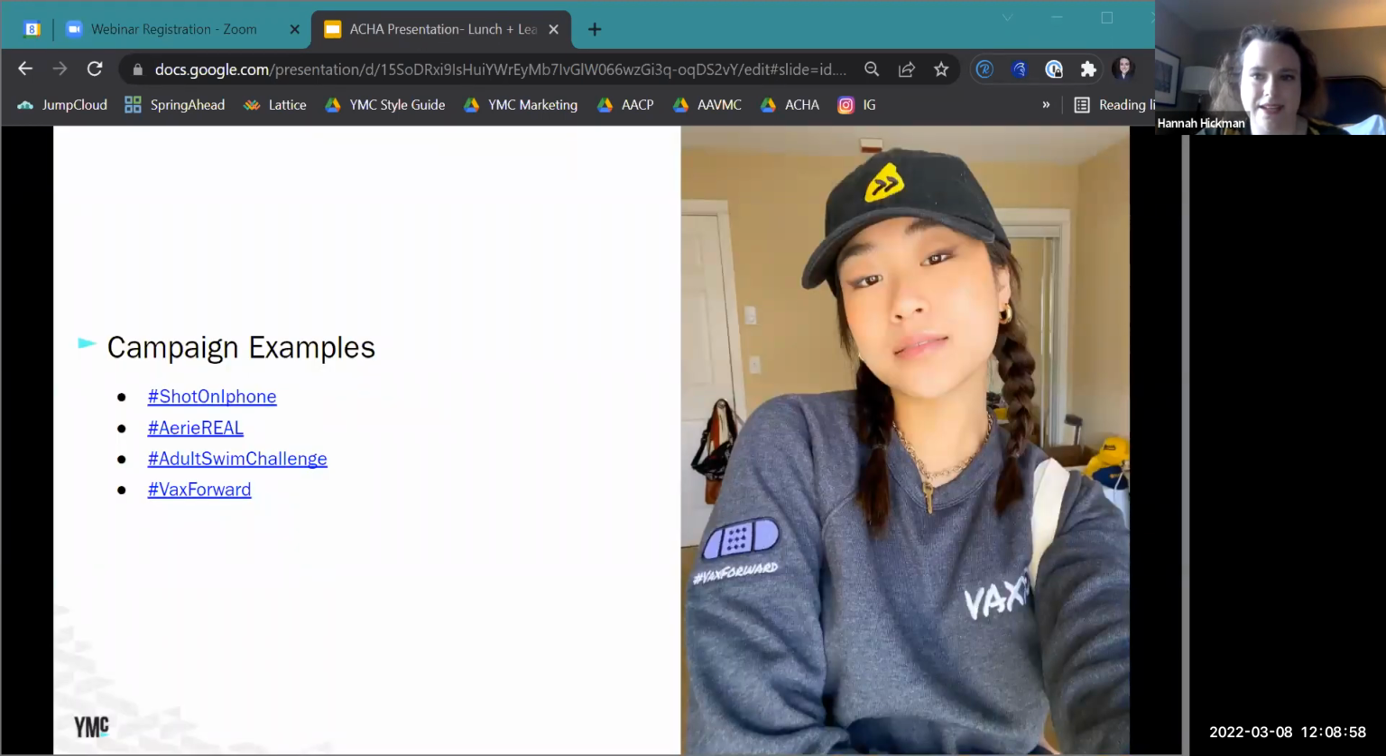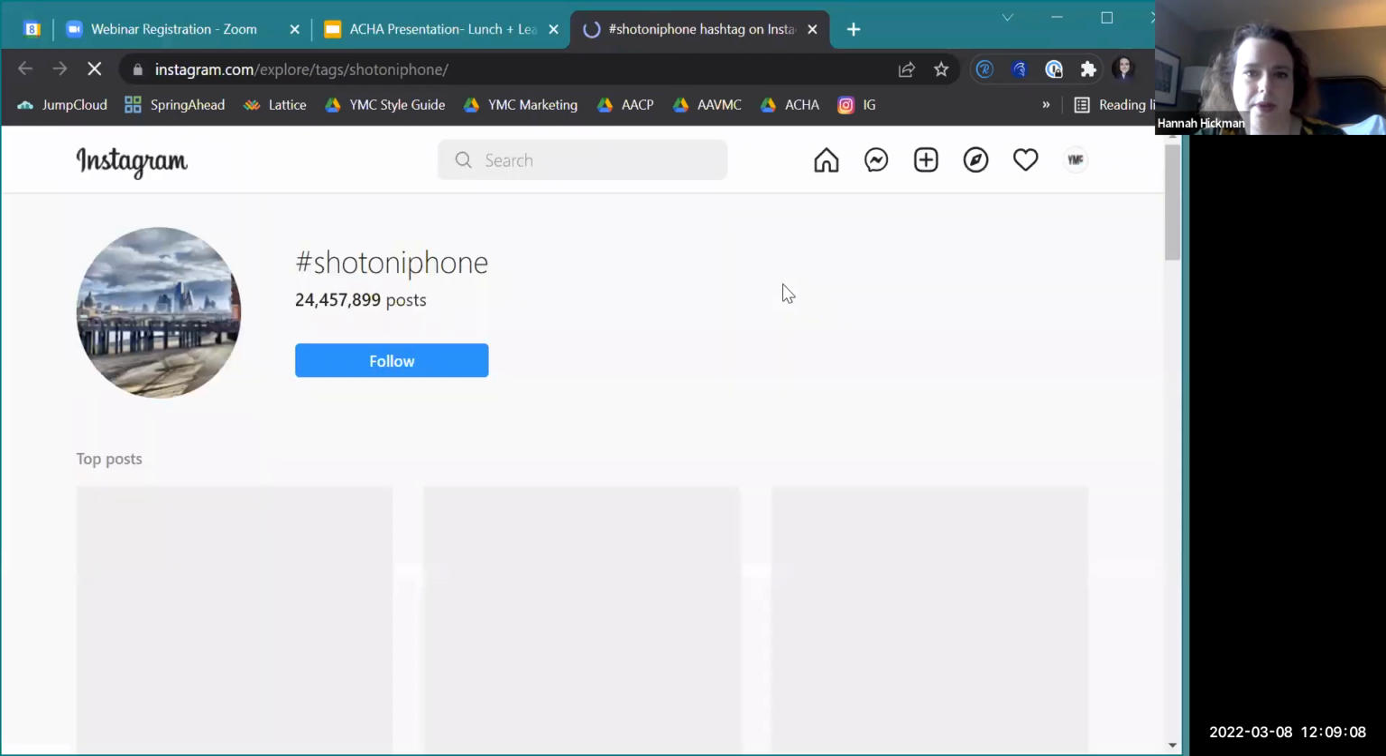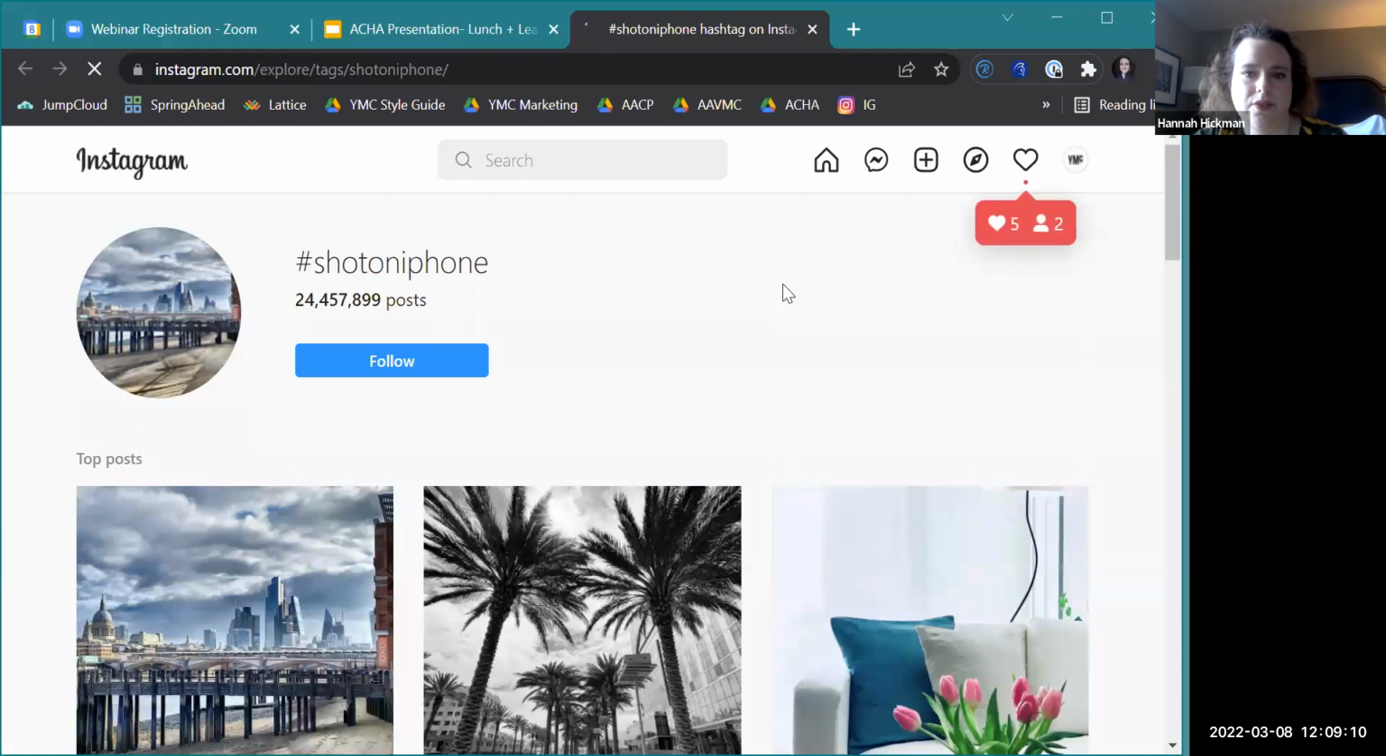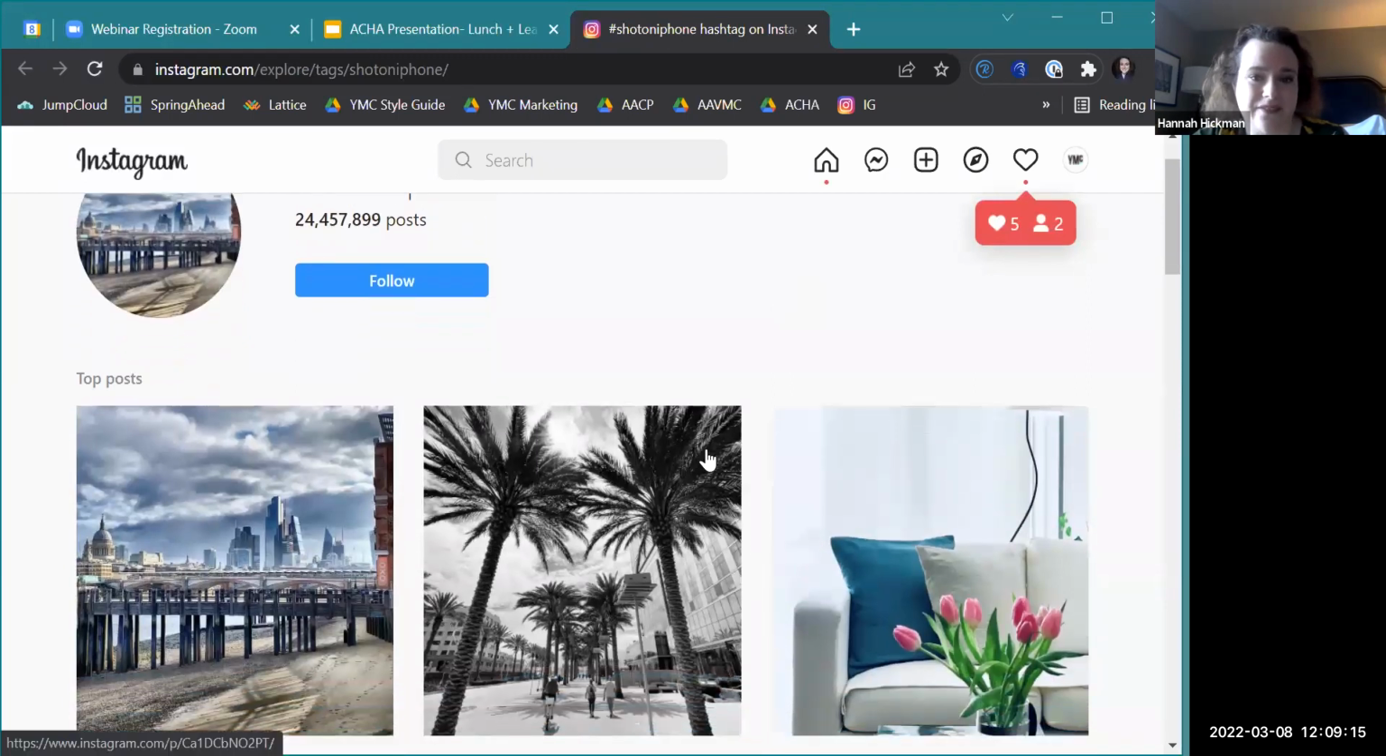So we have a few great examples here, just ones that you may be familiar with, some that are also very familiar with us. The shot on iPhone one is very familiar. Just to confirm, can you all see the new tab that I am opening? If someone could just put a thumbs up in the chat, that'd be great. Yes, perfect. Shot on iPhone is a very effective one.